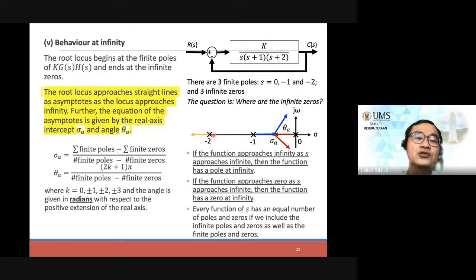Then from there we also have the behavior at infinity. Because of the asymptote itself, we can roughly estimate the location of the real axis intersection, the sigma intersection point. We can estimate it by taking the summation of poles minus the summation of finite zeros, divided by the number of poles minus the number of finite zeros. Then the angle of the asymptote can also be estimated by these equations, right? So we have these 5 starting points to sketch the root locus.